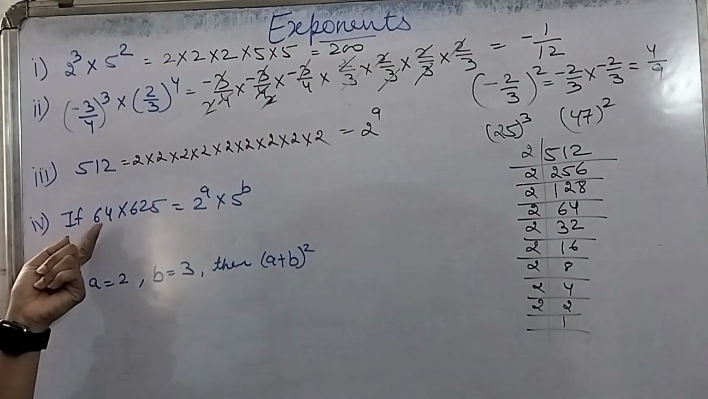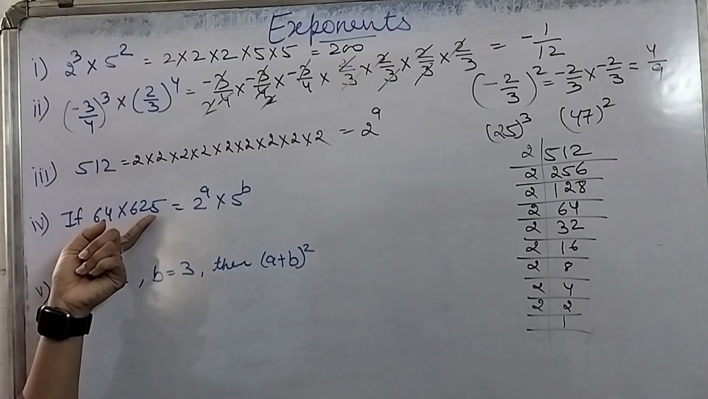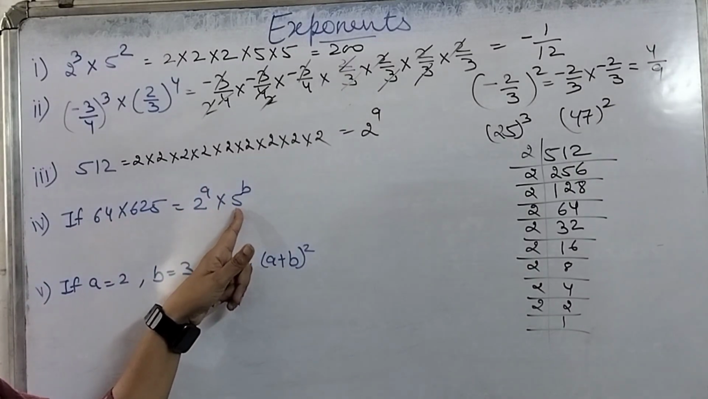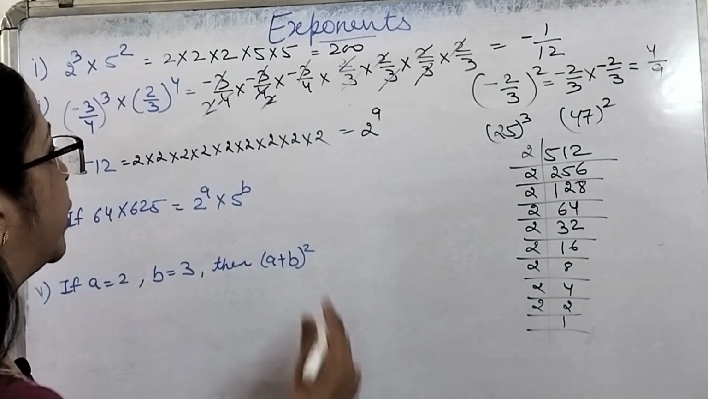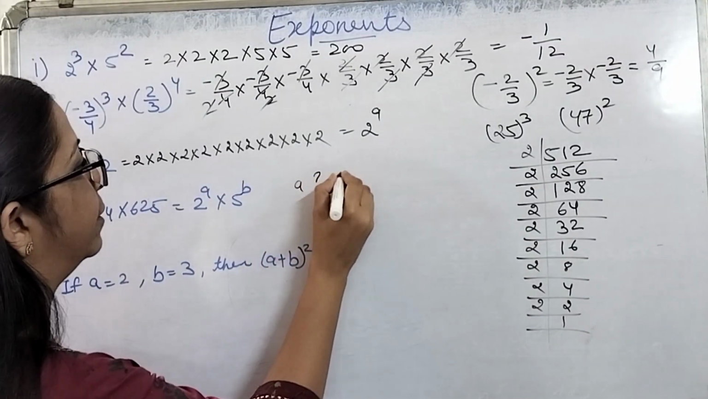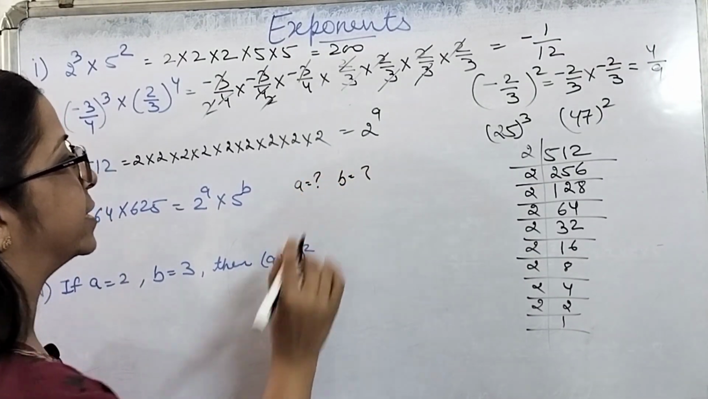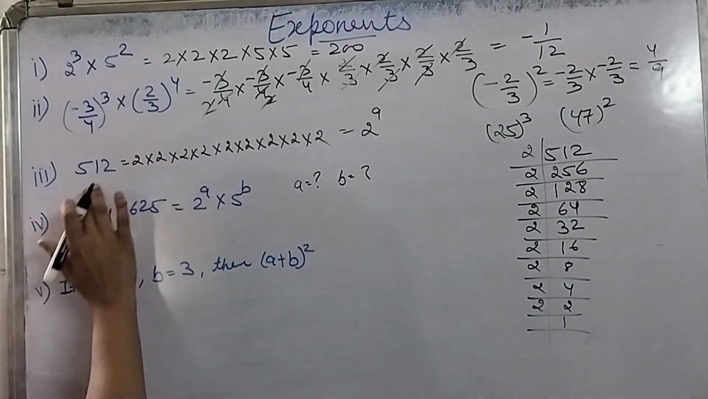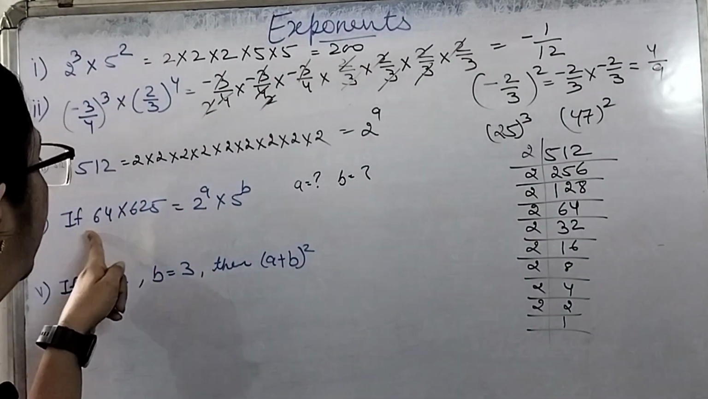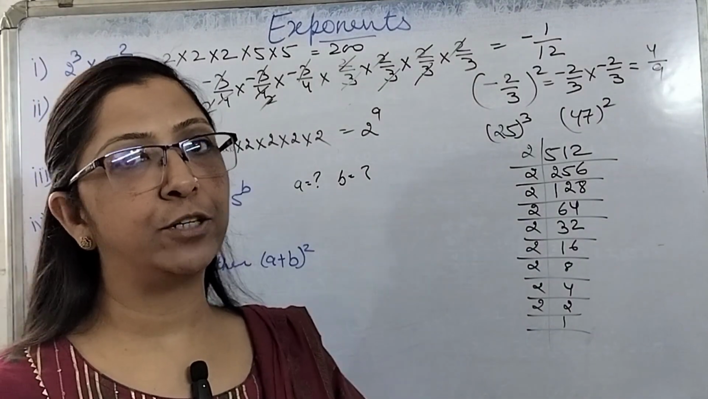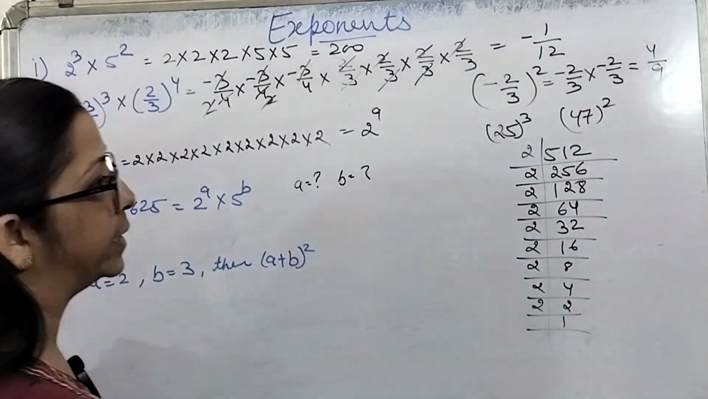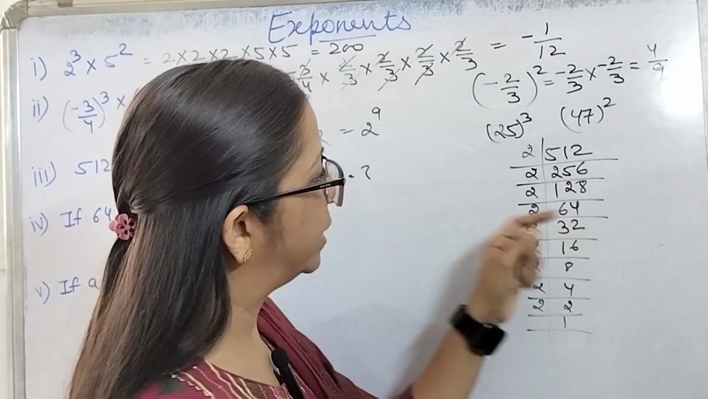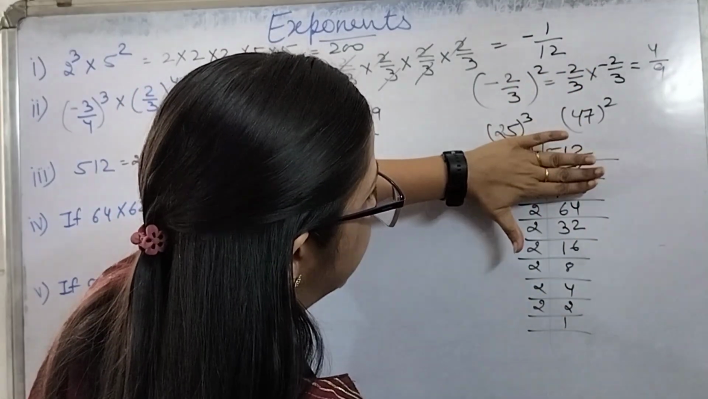Now, if the value of 64 multiplied by 625 is 2 raised to the power a multiplied by 5 raised to the power b, what is the value of a and b? First of all, we will write the numbers 64 and 625 in the exponential form. So 64 could be written as, from here we can take it as 64.